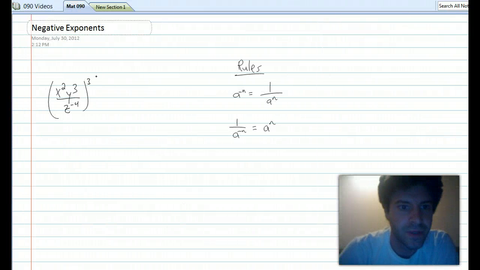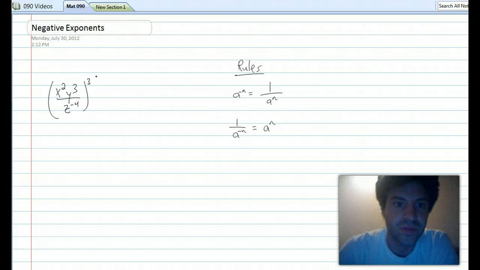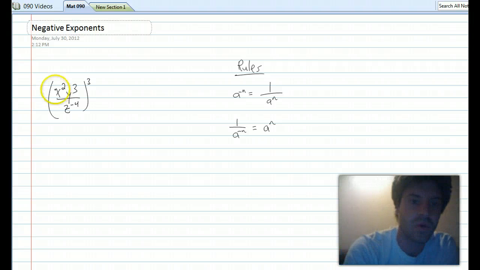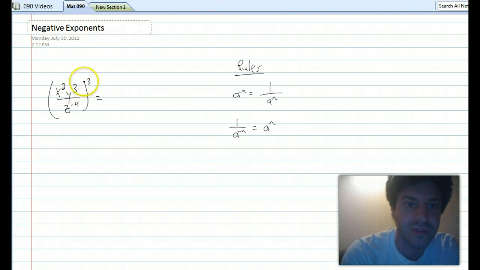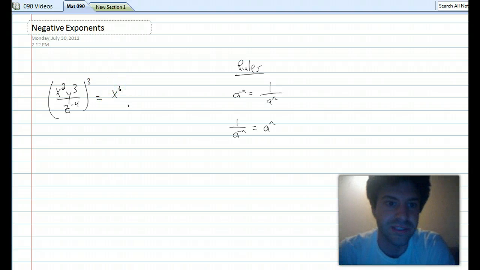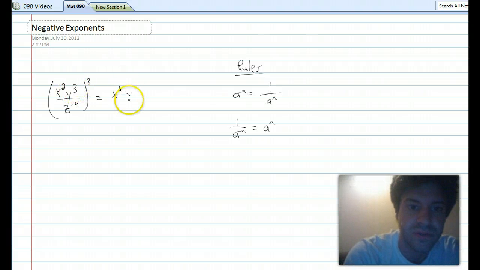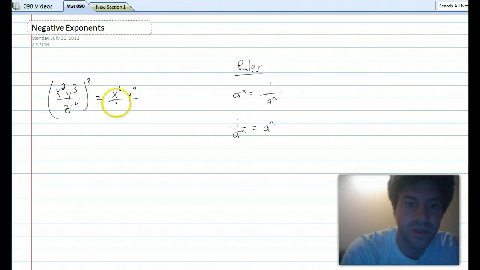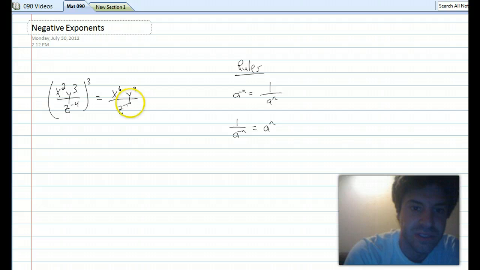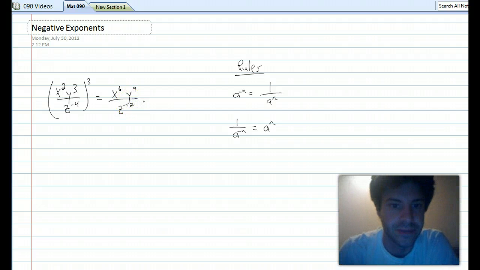Let's look at one more example. X squared y cubed divided by z to the negative fourth, the whole quantity cubed. Well, as we learned in the last video, anytime you have a big quantity cubed, what you can do is distribute that cube, as long as everything is multiplied and divided inside the parentheses. So x squared cubed is going to be x to the sixth, because of the rules from the last video. Y cubed cubed is going to be y to the ninth. And z to the negative fourth cubed is going to be z to the negative 12. We're just multiplying powers there.